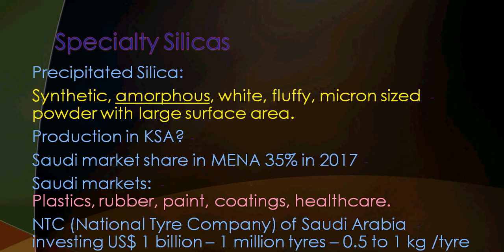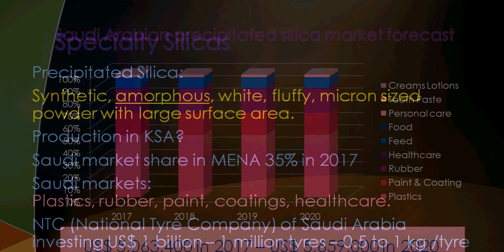Saudi market share in MENA was 35% in 2017. Saudi markets: plastics, rubber, paint, coating, healthcare. The last two lines are based on news which I picked up from the internet. NTC, National Tire Company, Saudi Arabia, is investing $1 billion to build a world-class tire facility, which will produce 1 million tires per year. And each tire needs half a kg to 1 kg of precipitated silica.